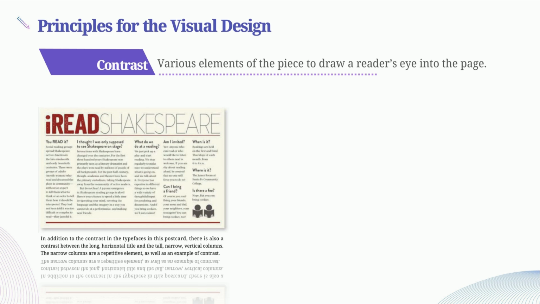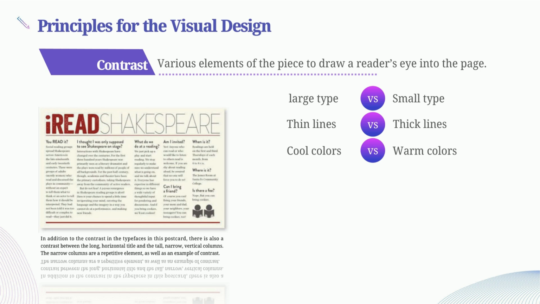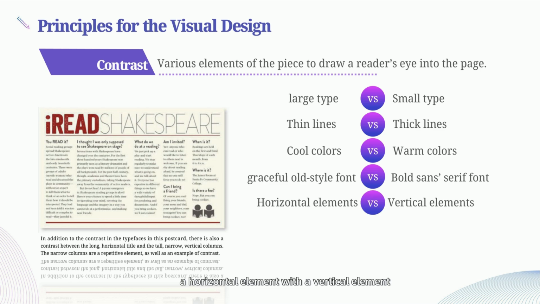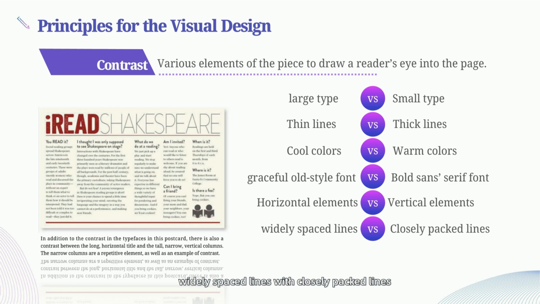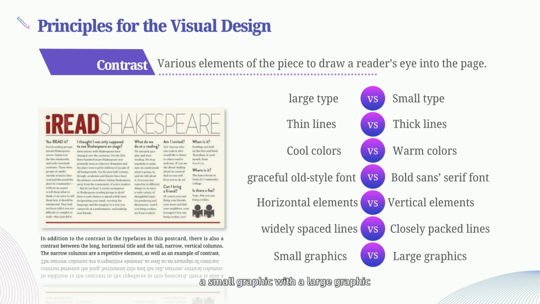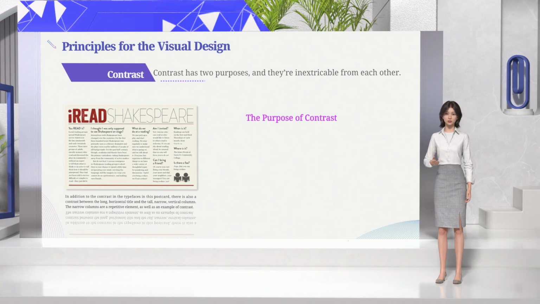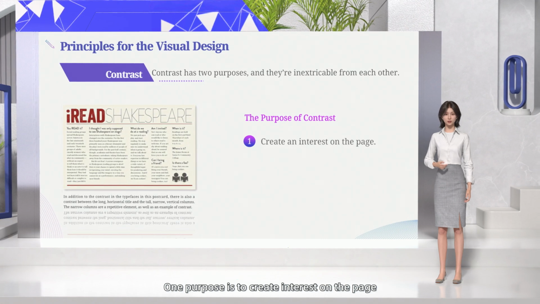You can contrast large type with small type, a thin line with a thick line, a cool color with a warm color, a graceful old-style font with a bold sans serif font, a horizontal element with a vertical element, widely spaced lines with closely packed lines, a small graphic with a large graphic. Contrast has two purposes, and they're inextricable from each other. One purpose is to create interest on the page.